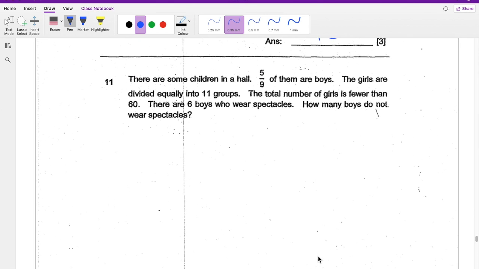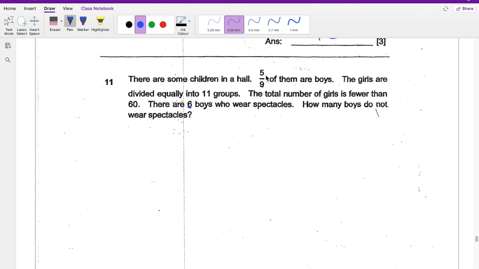So question 11. There are some children in a hall. 5/9 of them are boys. The girls are divided equally into 11 groups. The total number of girls is fewer than 60. Okay, so this is one constraint, right? There are 6 boys who wear spectacles. How many boys do not wear spectacles? Well, if we know the total number of boys, then we can calculate how many boys do not wear spectacles, right?